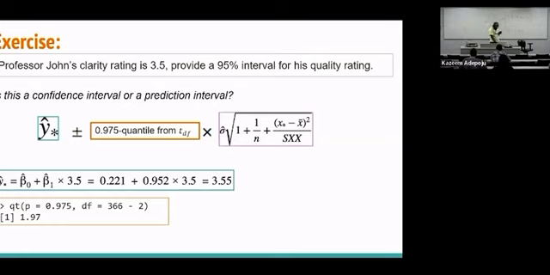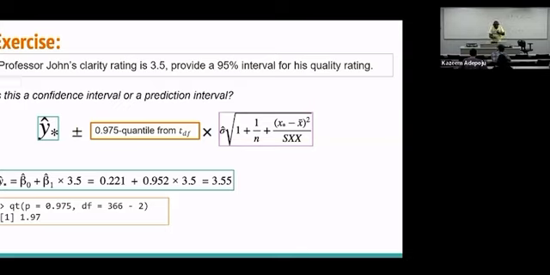Now all we need is information about sigma hat. Please, I need you to pay attention. What we need to know about sigma hat, and of course the n is the number of professors. We're told it's 366. Then we need information. The S star is 3.5. X bar is the mean of clarity. Then the SSX, I told you the other time, is the variation around X, the summation of X minus X bar squared.